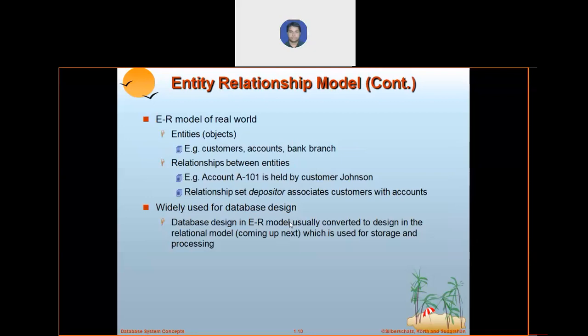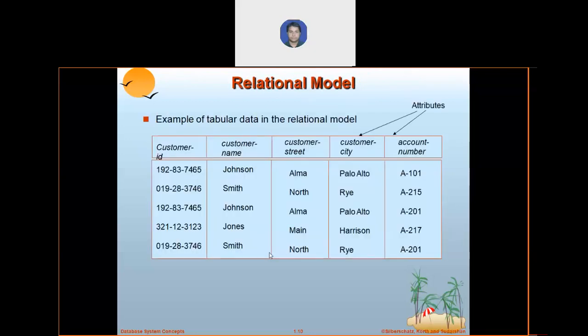The next data model is the relational data model. In a relational data model, our data is stored in the form of structured tables.